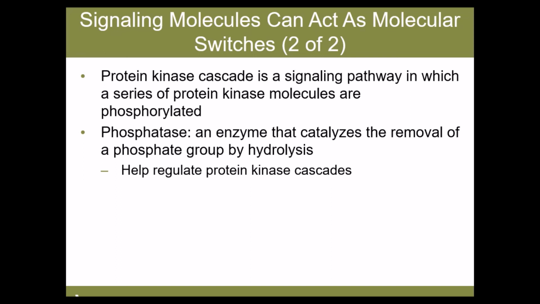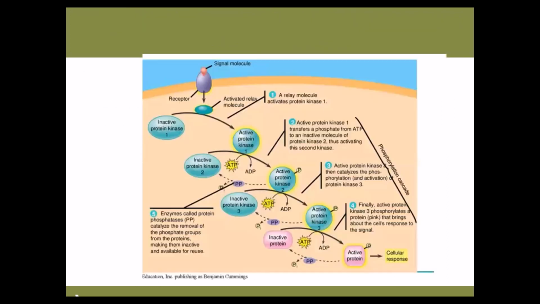If you use phosphatase, that removes the phosphate group through a chemical reaction called hydrolysis, and that turns the pathway off. So these two enzymes are basically helping to control or regulate this whole pathway.